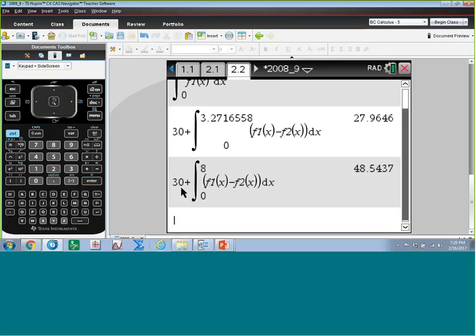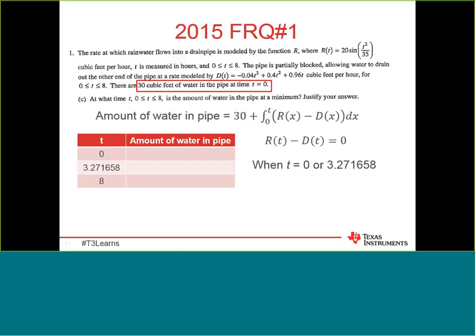The question was asking for what is the minimum value of this function. And so the absolute minimum value would have been when t was at 3.27, because that's the value that gave us 27.9646.